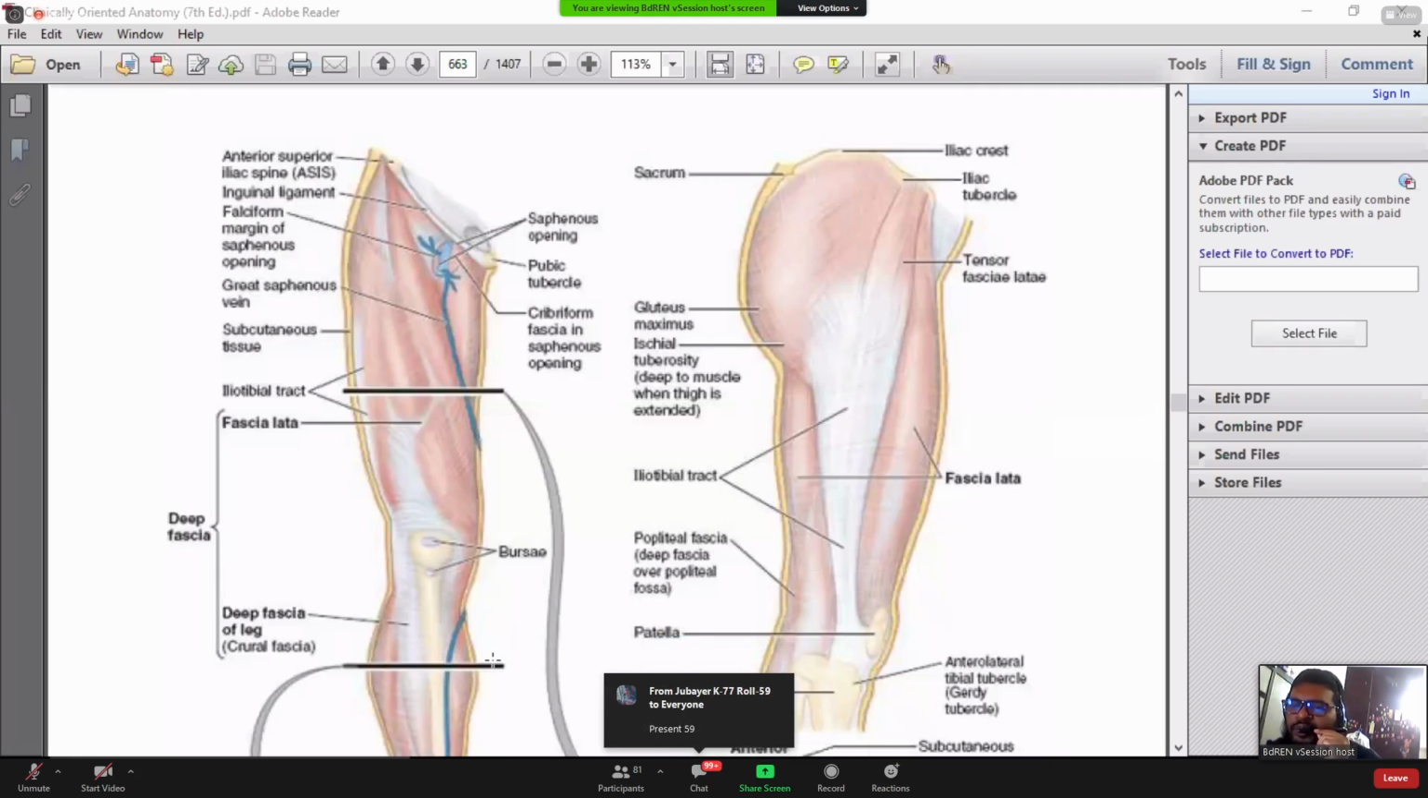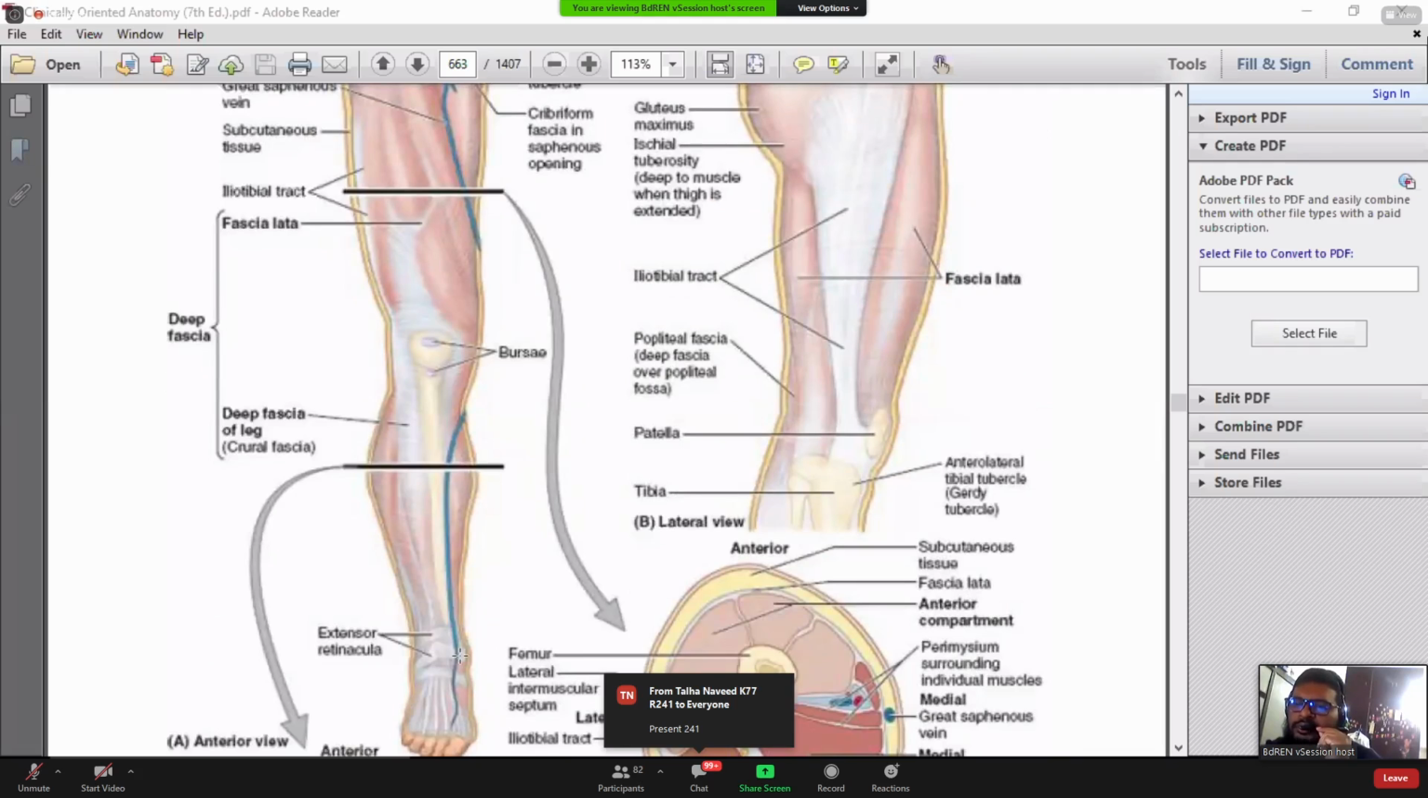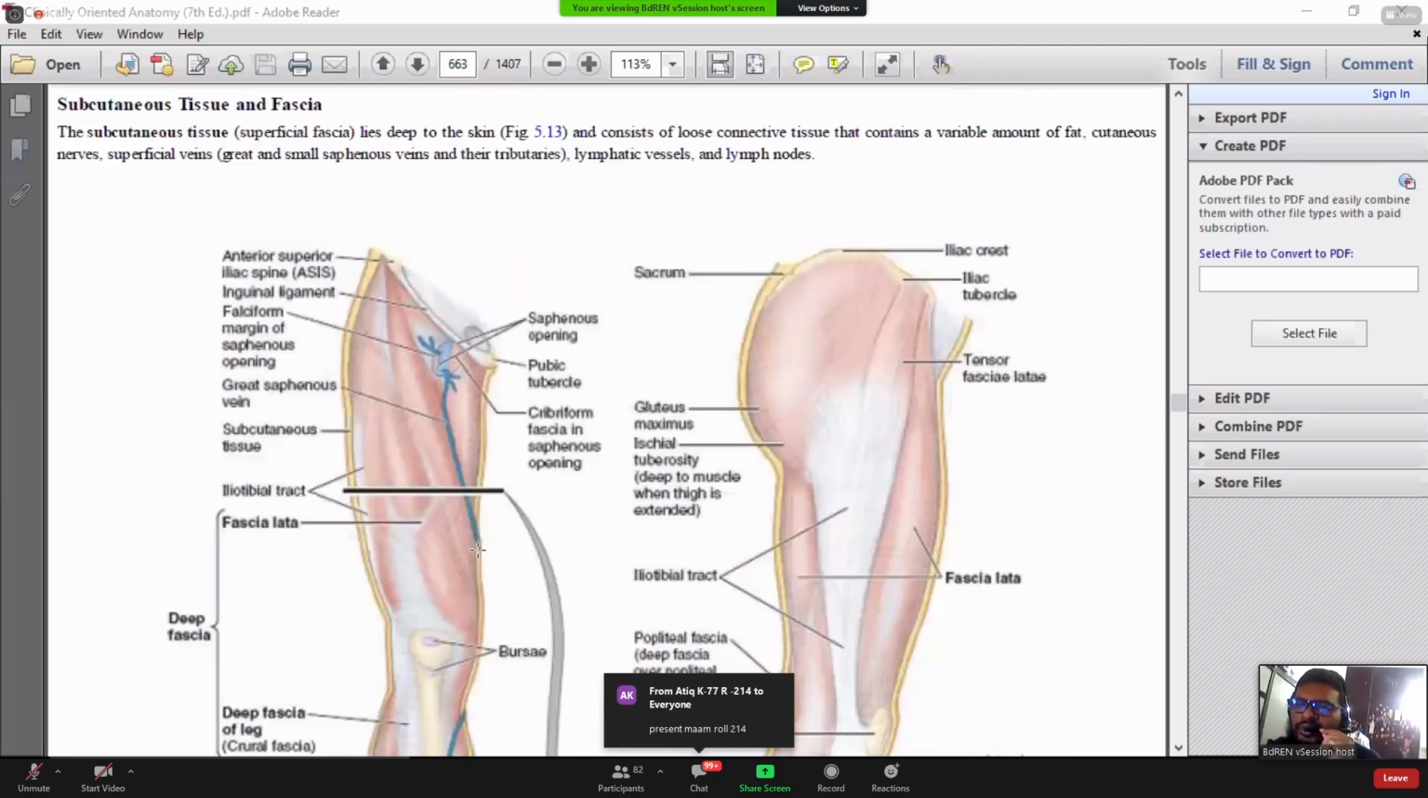This is a very common question. What are the modifications of the deep fascia in the lower limb? One, you have the iliotibial tract. Another, you have the saphenous opening. And there's a common one, you all know, that is the intermuscular septum. And the extensor retinacula and flexor retinaculum, these are also modifications of the deep fascia of the lower limb, right? So how many?